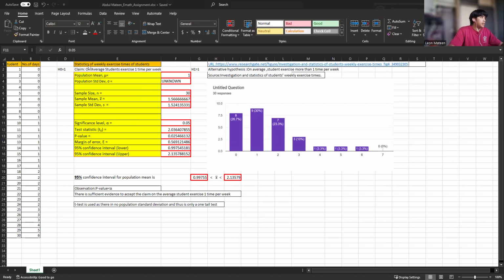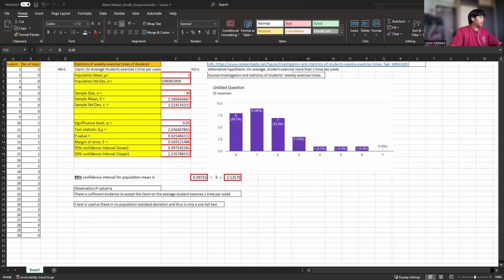This is a statistics of weekly exercise times of students, and here is my link for my claim and my source: investigation of statistics of students' weekly exercise time. For my claim, on average, students exercise at least one time per week. Then for my alternative hypothesis, on average, students exercise more than one time per week. So I have both my H0 and H1 equal to 1 and greater than 1 respectively.